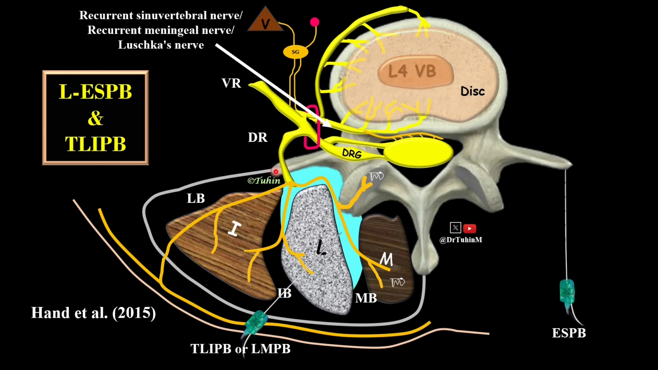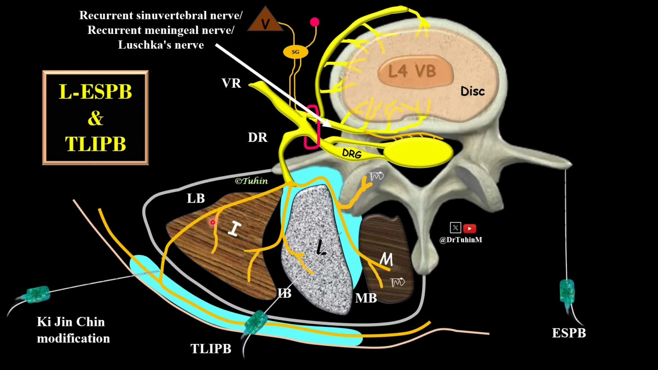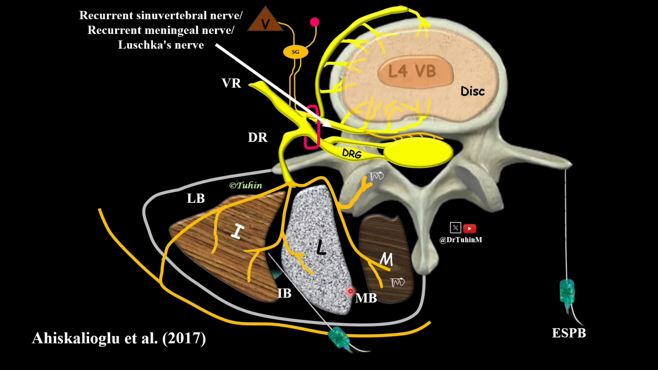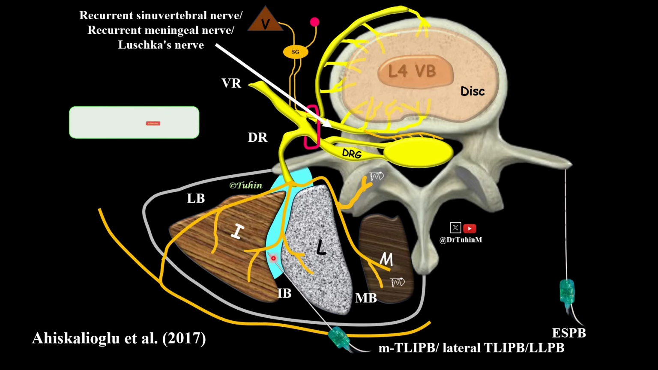So that is why this pairing was reported after its description by Hand et al. in 2015. So Dr. Ki Jin Chin proposed that we can give a subcutaneous infiltration along with this thoracolumbar interfascial plane block. That will cover almost all the branches and provide good analgesia. Then in 2017, another technique was described, named the modified thoracolumbar interfascial plane block, or the lateral thoracolumbar interfascial plane block. Here we are depositing the drug in between the longissimus and the iliocostalis muscle. As I told, nerves are traveling in between two muscles, because the lateral branch mainly covers the dermatomal area. So our target should always be to include the lateral part also.